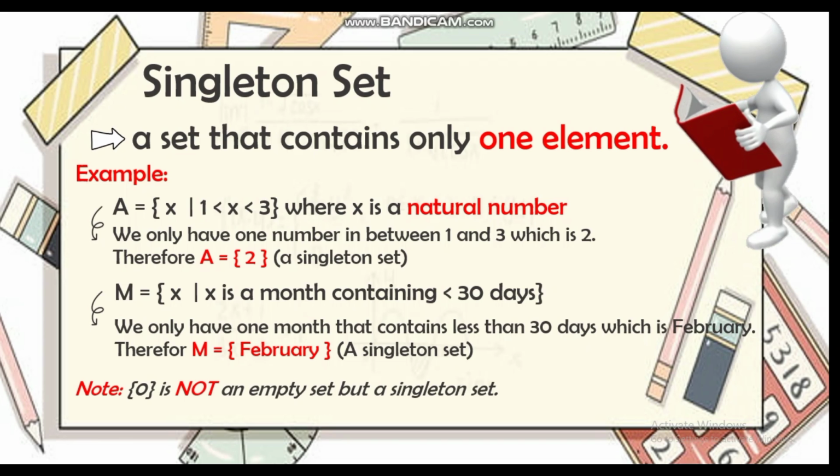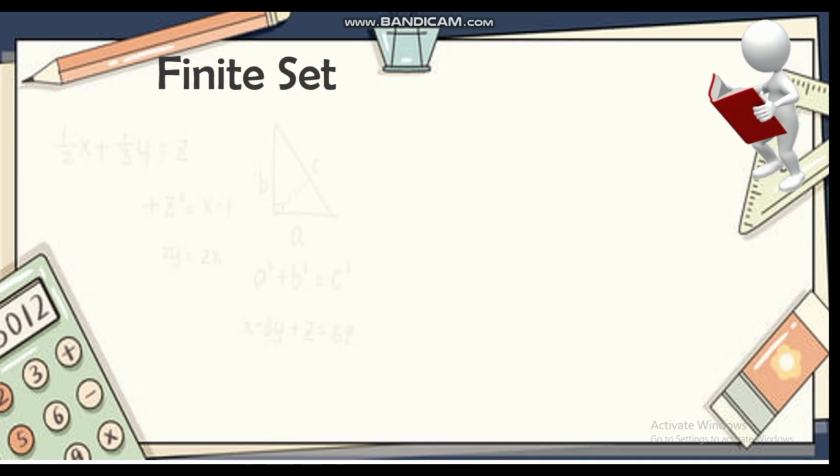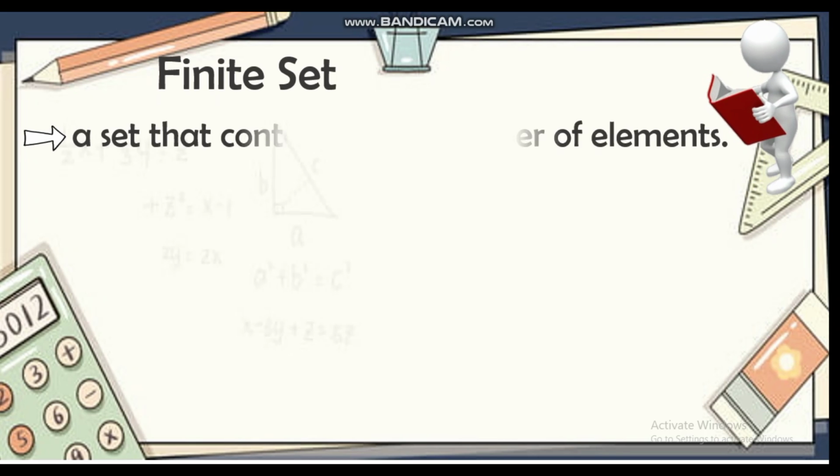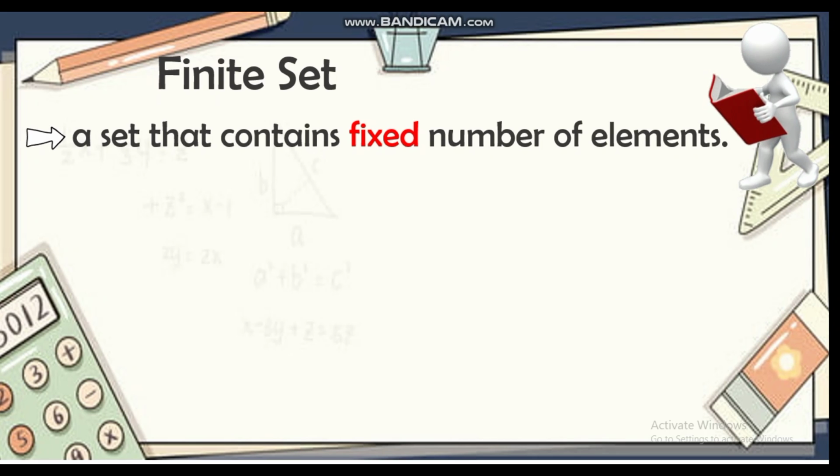Okay, so naa pod tay reminder. Kanang braces nga naay 0, dili na siya empty set, but a singleton set. So timan-an nato nga ang singleton naay sulod nga isa, ang empty wala gyud siya. Okay, so it's either slashed 0 or a pair of braces nga walay sulod. Okay, next type of set is the finite set. Okay, so this is a set that contains fixed number of elements.